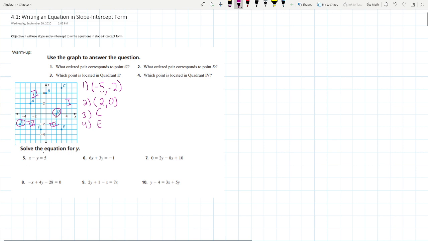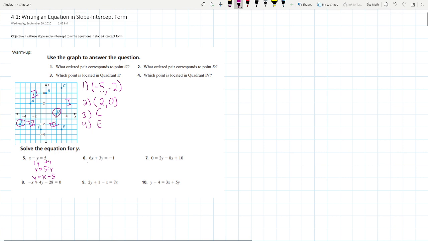Number 5, the directions tell us to solve the equation for y, so that means get y by itself. Two ways to go about this. You could subtract x or you could add y. I'm actually going to wind up adding y, that way I don't have to divide by a negative. And so I get x equals 5 plus y. I'm going to subtract 5 from both sides. I'm going to flip everything too, so y equals x minus 5.